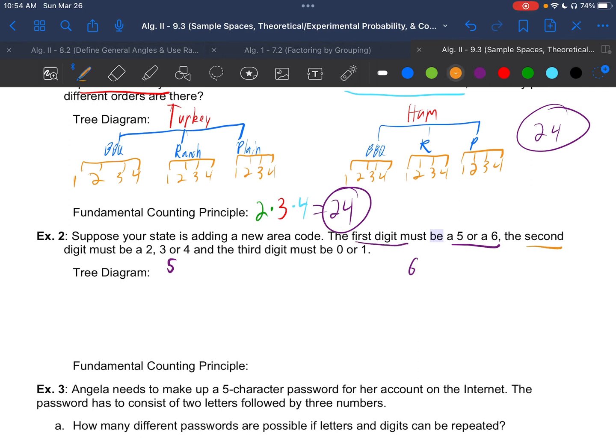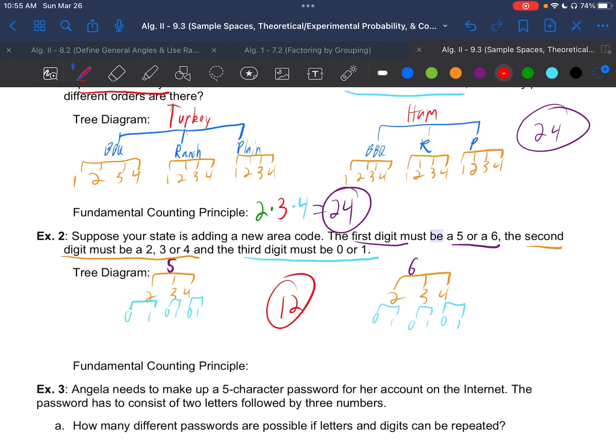Then from there, the second digit must be a 2, 3, or 4. So if you start with a 5, you could go to 2, 3, or 4. You can start with 6, you can go with 2, 3, or 4. And then our last one has to be a 0 or 1. 0, 1, 0, 1, 0, 1. So you could have 5, 2, 0, 5, 2, 1, 5, 3, 0, so on and so forth. And same thing, you could have 6, 2, 0, 6, 2, 1, 6, 3, 0, 6, 3, 1, and so on and so forth. And you end up getting a total of 6 plus 6, 12 outcomes.